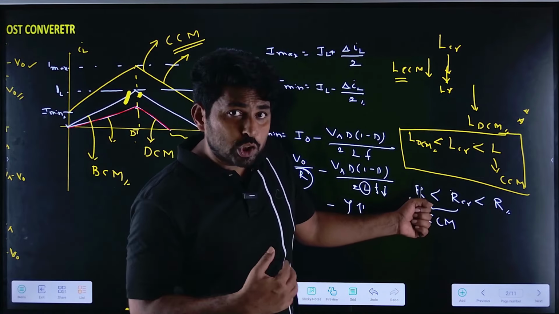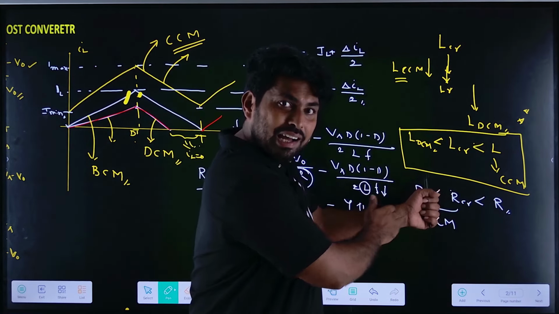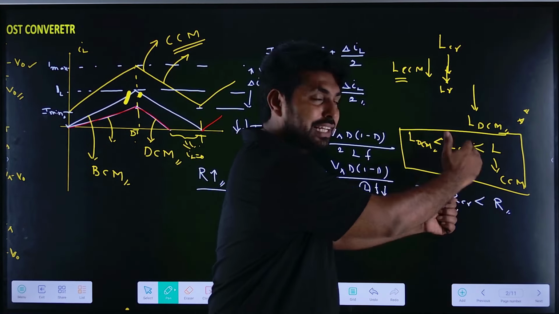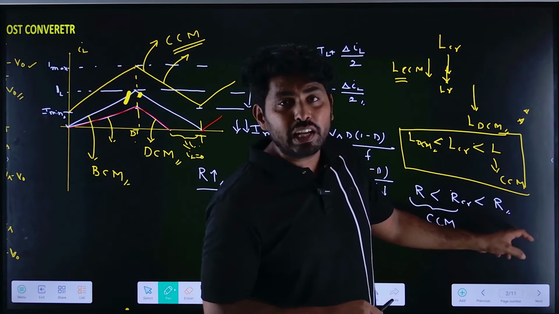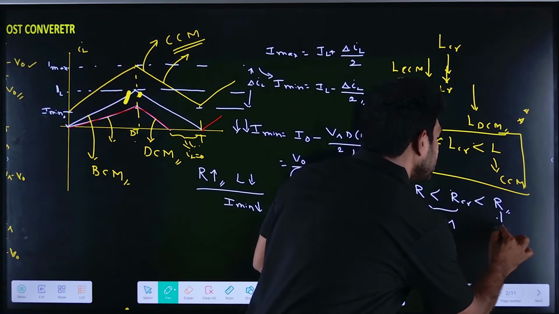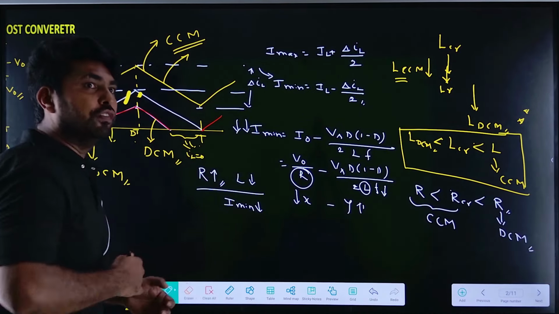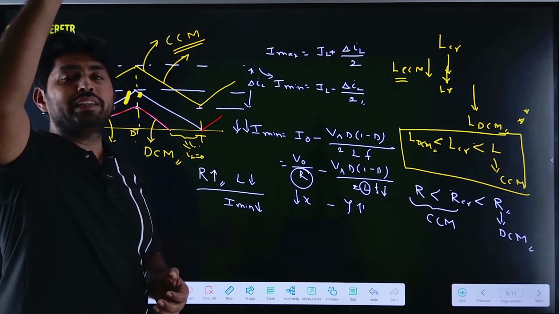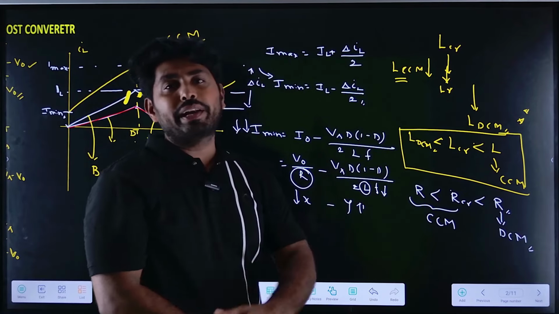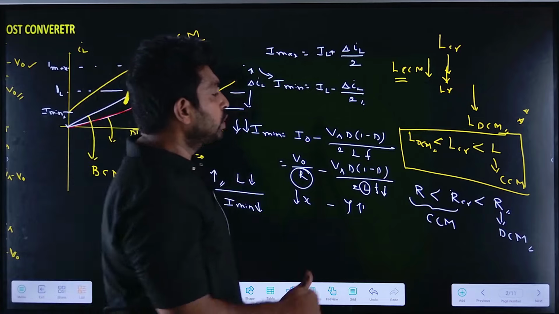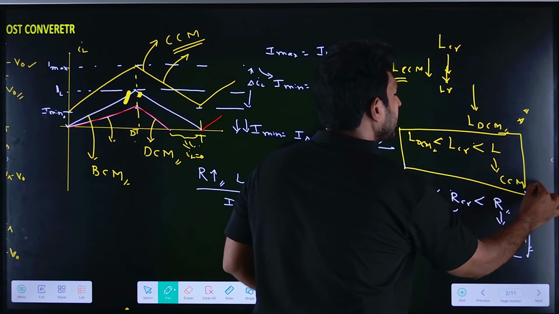Now, let us assume that RCCM is here. Now I am increasing the resistance value. At some point, it will operate in the critical conduction mode. After that, it will operate in the discontinuous conduction. So if I increase the R value, it will operate in the discontinuous conduction mode. If I decrease the L value, it will also operate in the discontinuous conduction mode. So this is important.